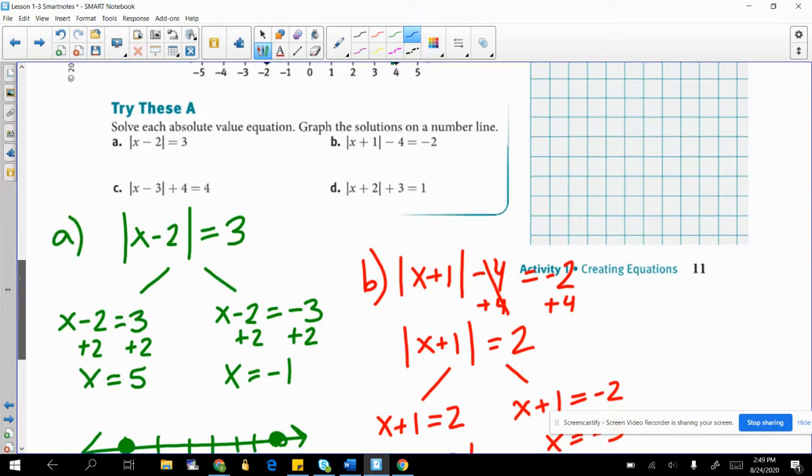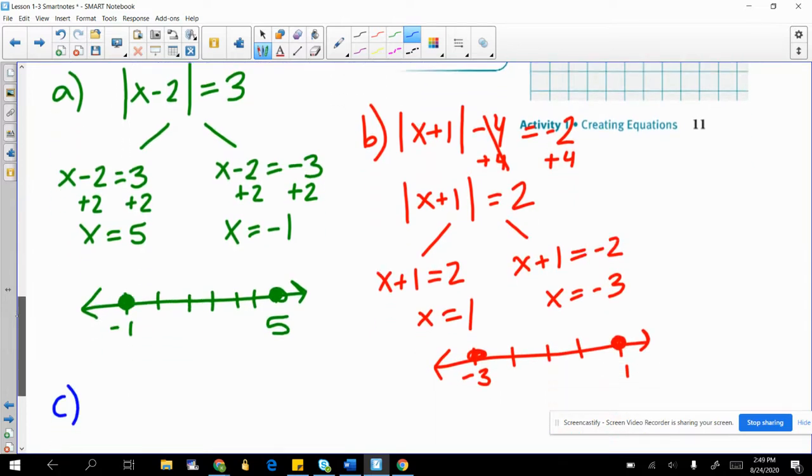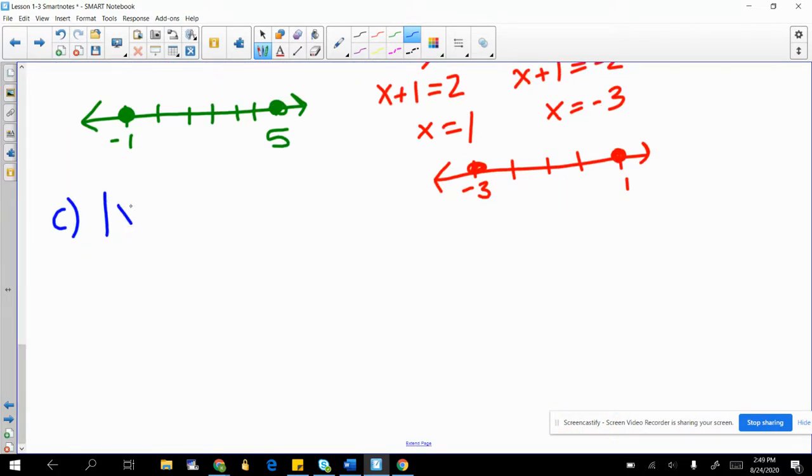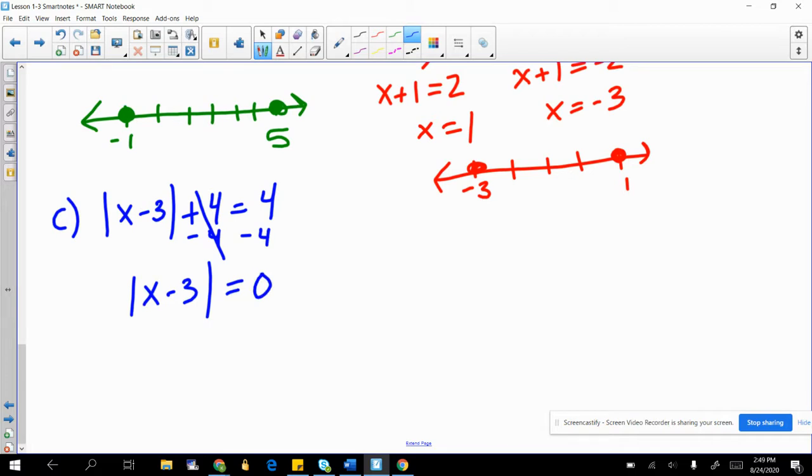And C is the absolute value of x minus 3 plus 4 equals 4. All right, so again, first step, isolate. So we got to subtract this 4 over. And now this turns out a little bit weird because 4 minus 4 is 0, which is okay. But now when we go to split this up, we're going to write it as x minus 3 equals 0 and x minus 3 equals -0.